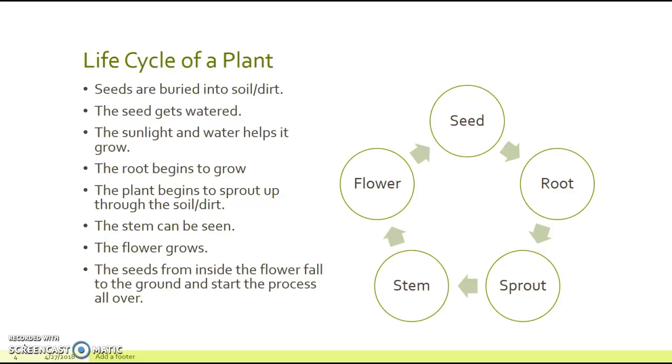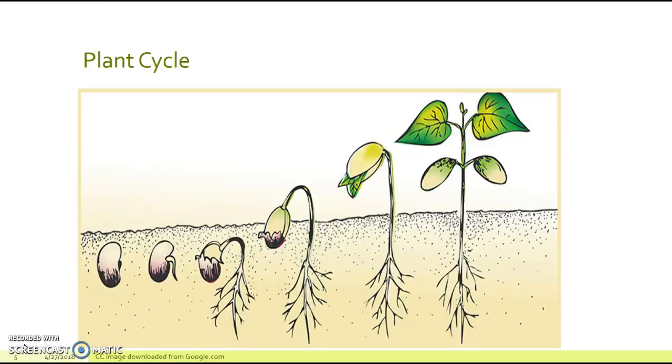Once that sprout starts to come up out of the dirt, then you can see the stem. The stem will grow and grow as the plant continues to get water and sun and all the good benefits of the soil and dirt. And from there, a flower will grow. Within that flower, seeds will form, and those seeds will fall off and go into the ground, and the process will begin again.